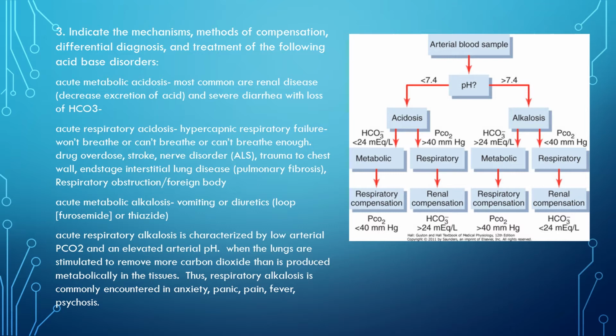Acute respiratory alkalosis is characterized by low arterial PCO2 and an elevated arterial pH. This occurs when the lungs are stimulated to remove more carbon dioxide than is produced metabolically in the tissues. Thus, respiratory alkalosis is commonly encountered in anxiety, panic, pain, fever, and psychosis. The compensation is renal with lowering of serum bicarbonate.